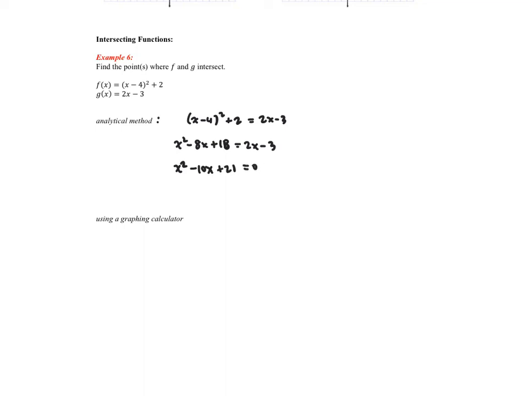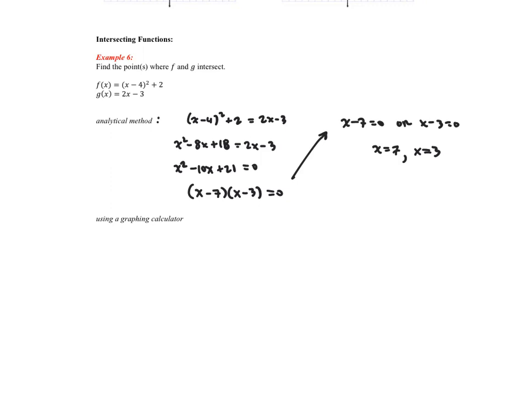Ooh, that's going to be factorable. I like that. So it'll be x minus 7 and x minus 3. So using the zero product property, if x minus 7 times x minus 3 equals 0, then either x minus 7 equals 0 or x minus 3 equals 0. Thus, at the point x equals 7 and at the point x equals 3, the two functions intersect.